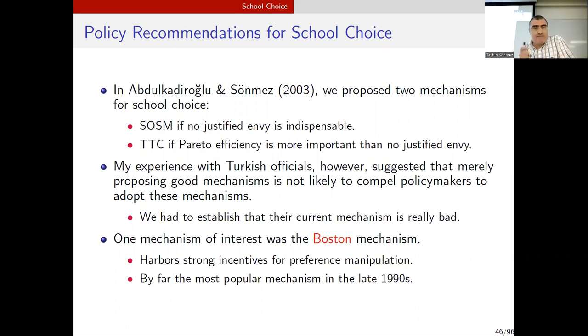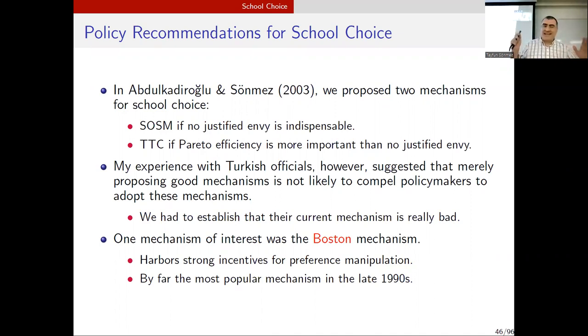But my experience with Turkish officials suggests that merely proposing a good mechanism is not likely to compel policymakers to adopt it. We had to establish that their current mechanism is really bad. But that's what I learned. So then I set my eye on the Boston mechanism, right? That was the bad mechanism I would go after.